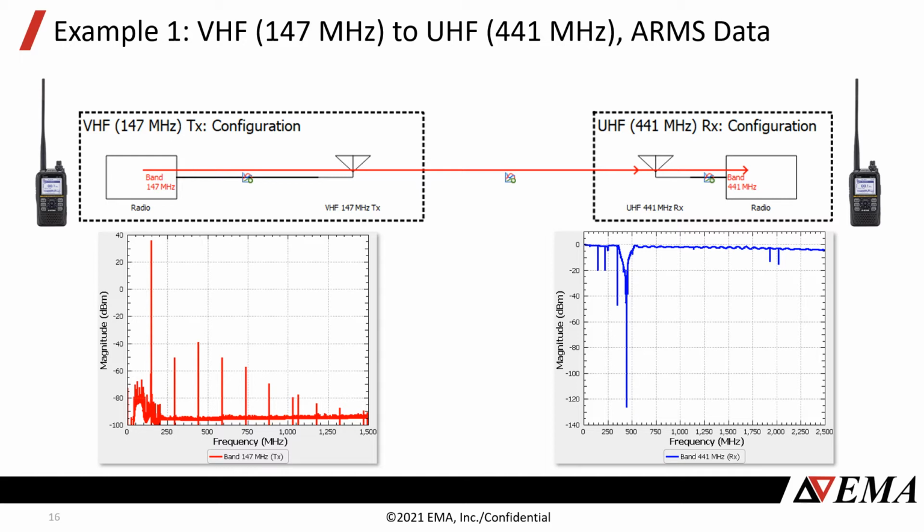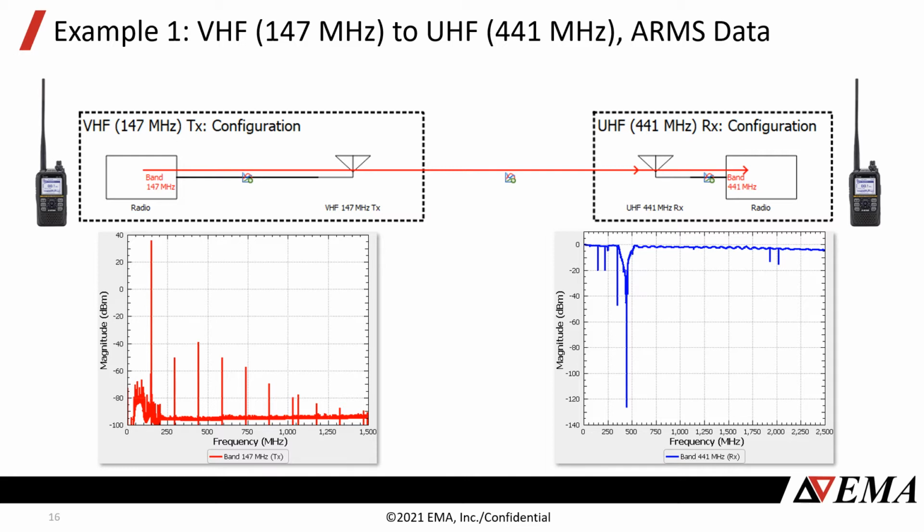Well, in this case, some of these spurious emissions, number one, this one here is a little hard to see, but it's right next to the fundamental, and it has an amplitude of negative 62 dBm. So these are much stronger spurious emissions than we saw in the previous case. And so this could very easily couple to another VHF receiver operating on the same platform.